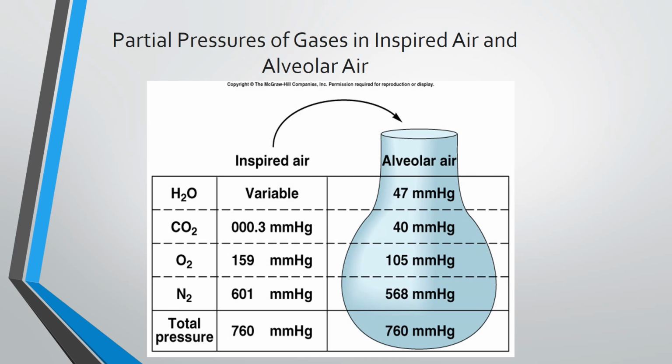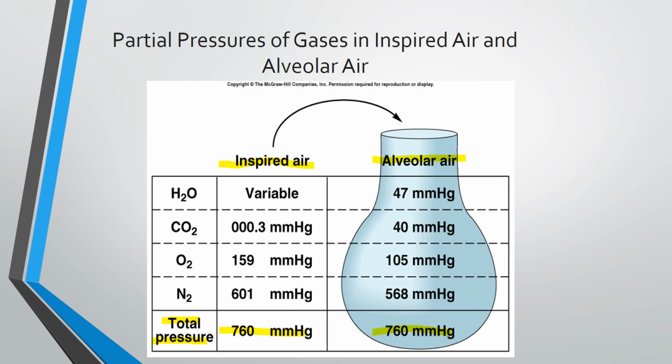What I want to draw our attention to first is down here, where the total pressure within the atmosphere of inspired air is going to equal 760 millimeters of mercury, and that will equal the alveolar air within our lungs, also at 760 millimeters of mercury. The difference that we'll see is due to the gases themselves, which are going to reflect differences in pressure changes.